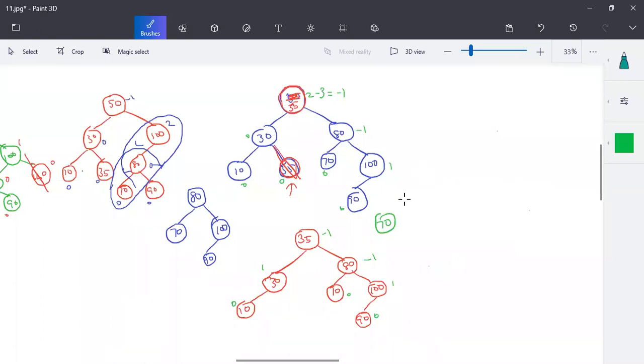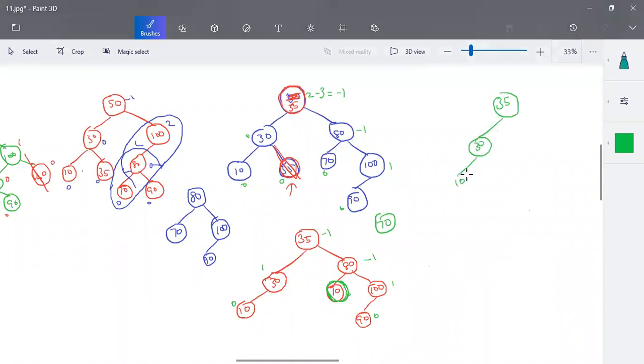So in this, I'll be deleting 70 of my next node. What happens if I want to delete 70? 70 is a node that has no child, so we can directly delete it. The tree structure will look like this. We'll have 35, 30, 10, 80, 100, 90. Okay, 70 can be removed as it is.